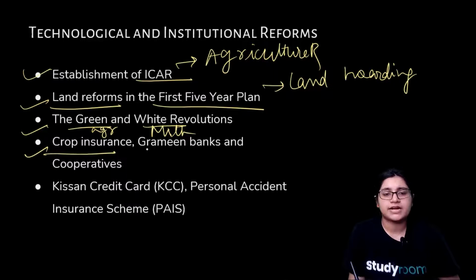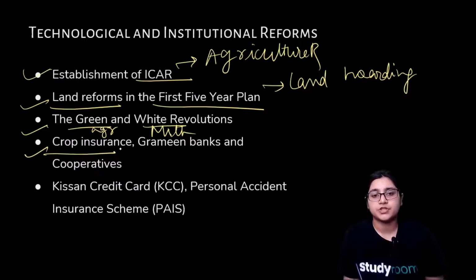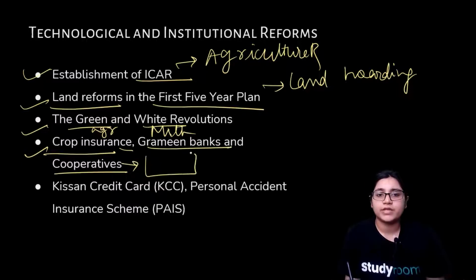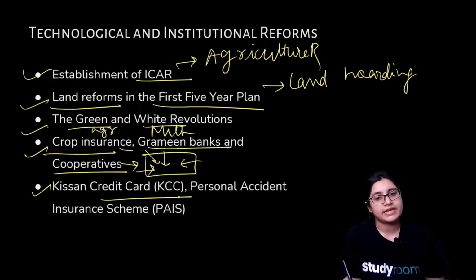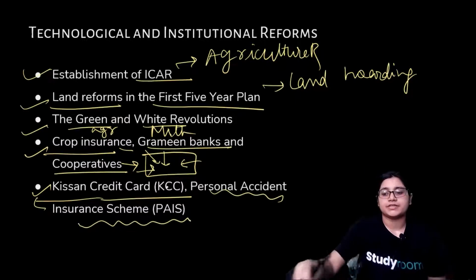Crop insurance, so that even if some natural disaster occurs, they have some insurance. Grameen banks and cooperatives, so that they can pool their resources and get loans from the bank. Kisan Credit Card, so that they can get customized loans. Personal accident insurance scheme, so they have some insurance at times of need.